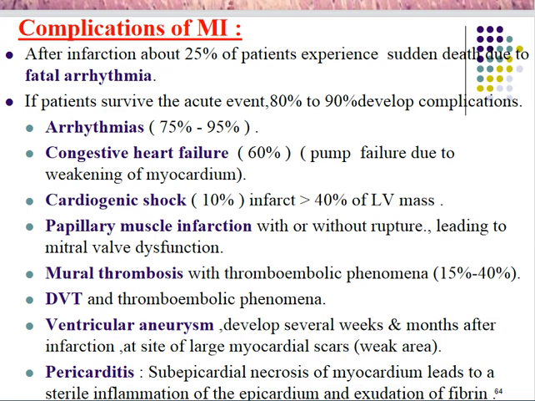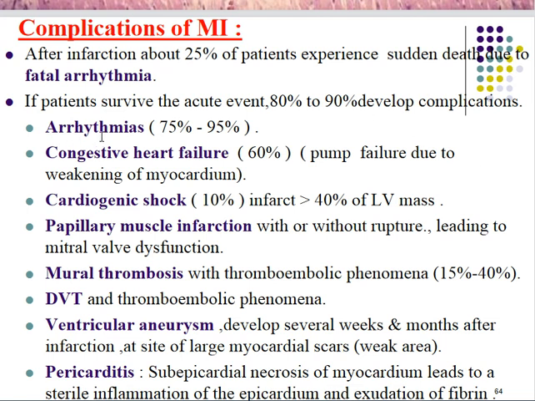So the main complication is the fatal arrhythmias that result in sudden death in 25% of patients with MI. If the patient survives the acute event, that is, the patient passes the acute events of MI and is still alive, 80 to 90% will develop complications. These are arrhythmias that are not fatal.